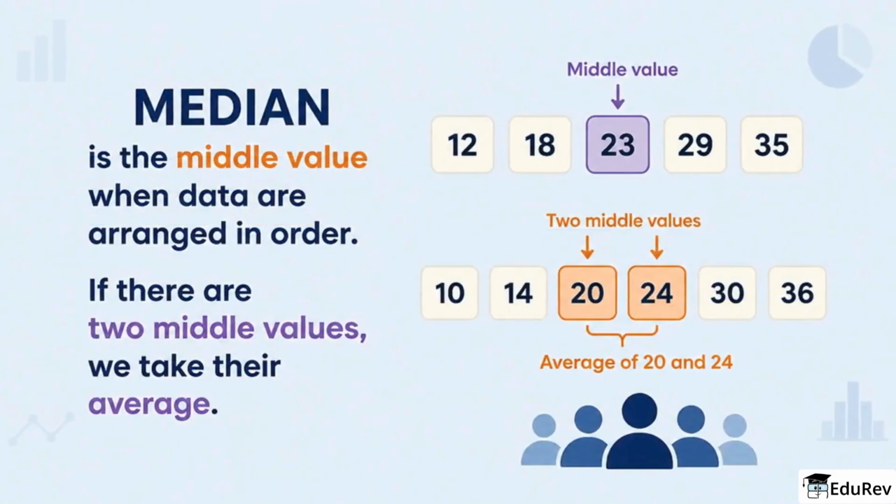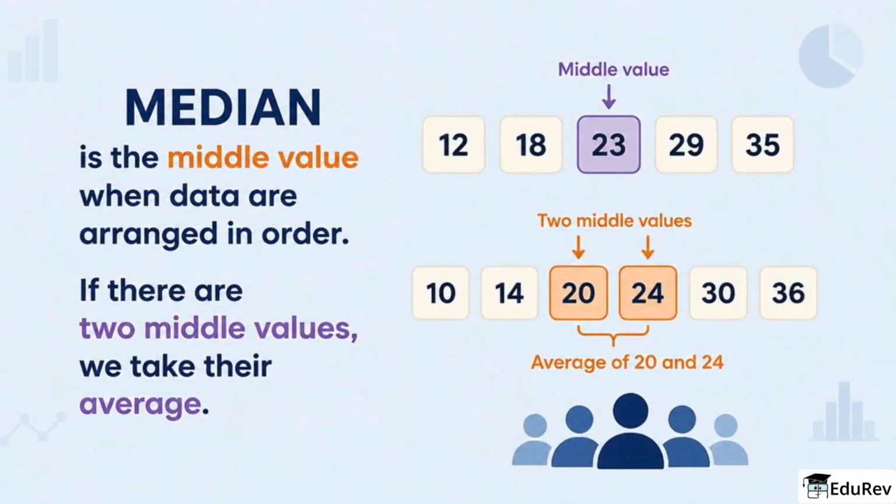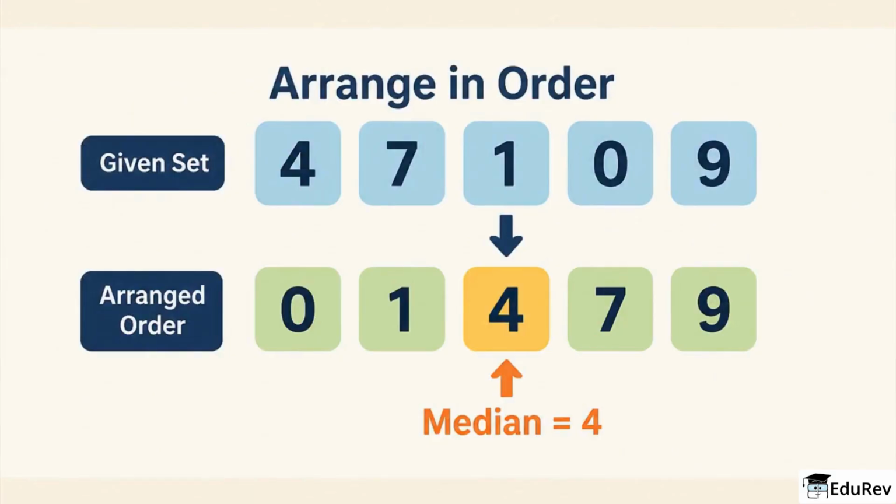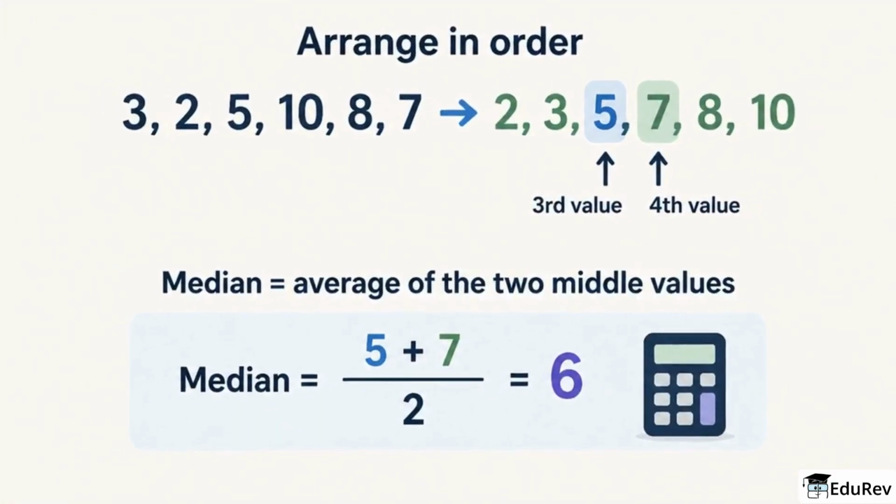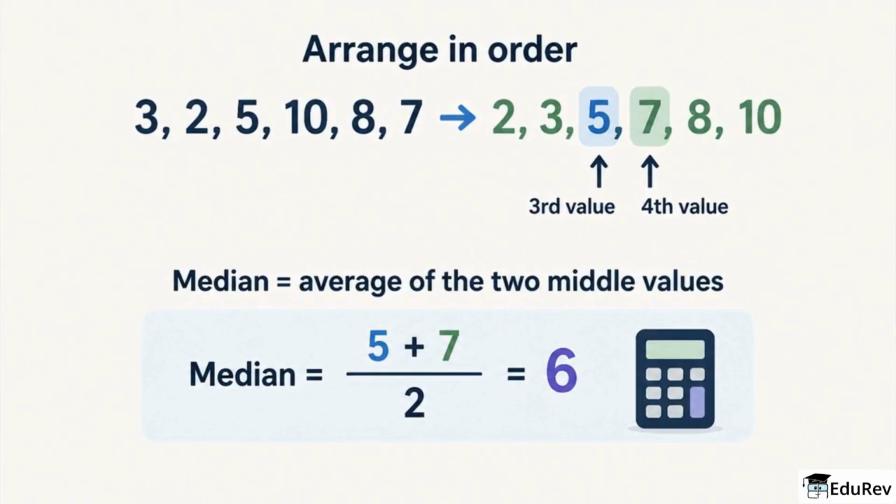The median is the middle value when data are arranged in order. If there are two middle values, we take their average. Example: for the set 4, 7, 1, 0, 9, arrange them as 0, 1, 4, 7, 9, so the median is 4. For the set 3, 2, 5, 10, 8, 7, arrange as 2, 3, 5, 7, 8, 10. Then the median is (5 + 7) divided by 2, which equals 6.